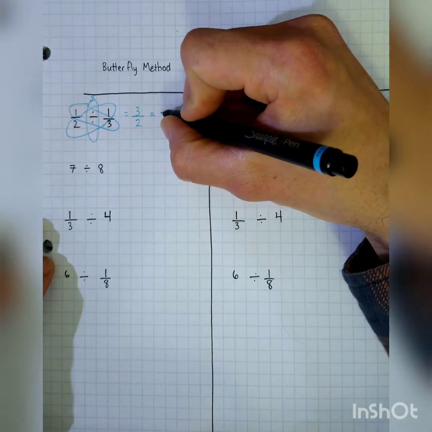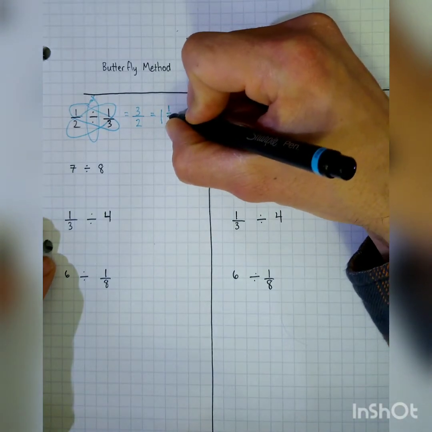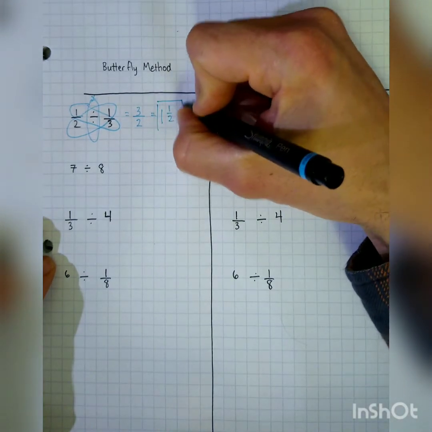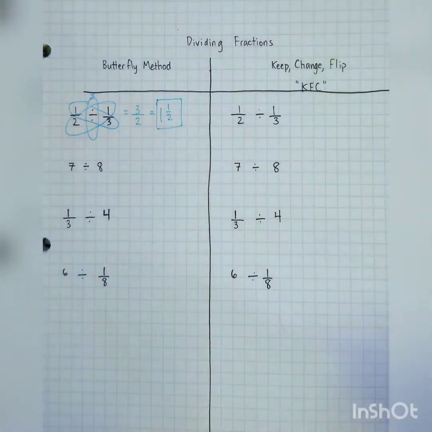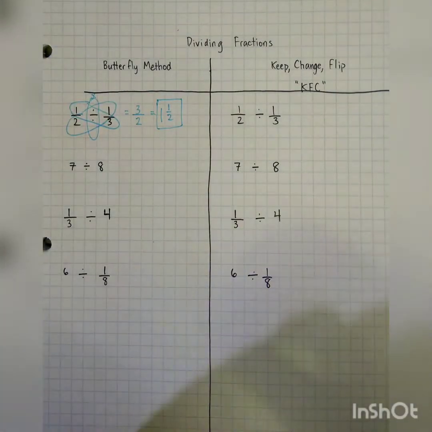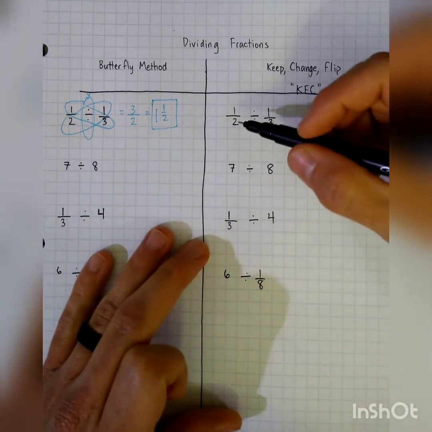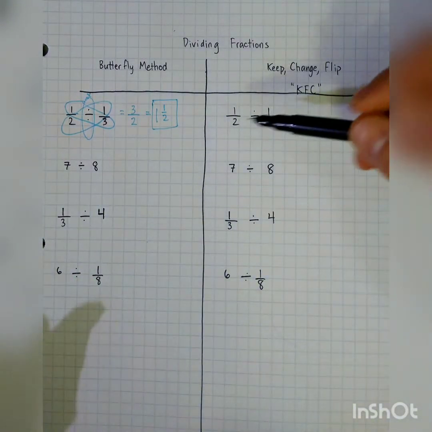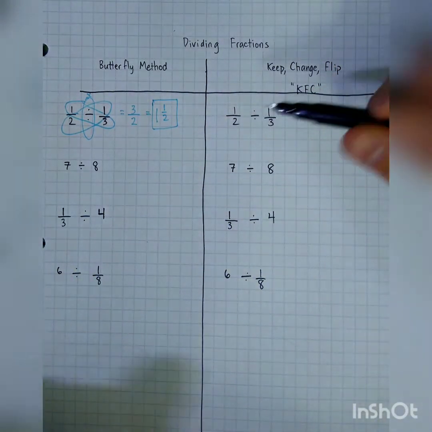I'm almost finished. I just have to remember that 3/2 simplifies to 1 1/2. So there you have it. We just multiplied a fraction using the butterfly method. Excuse me, I should have said divided fractions, shouldn't I? We divided fractions using the butterfly method.